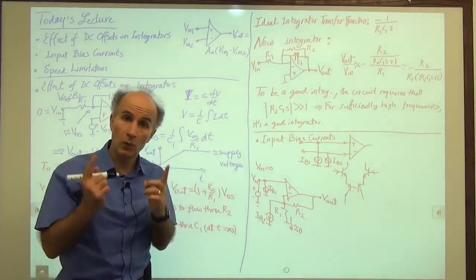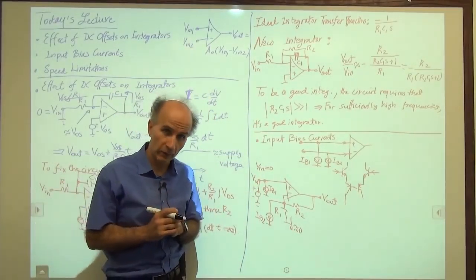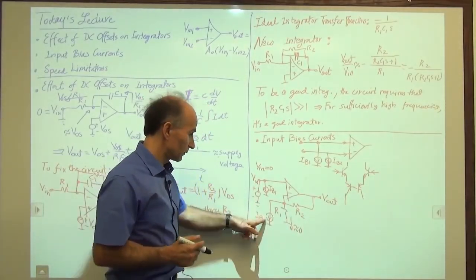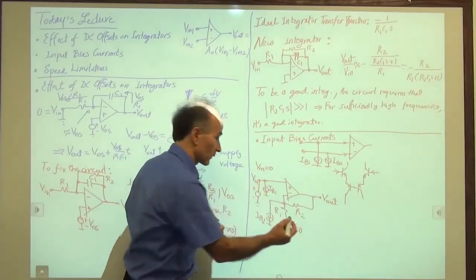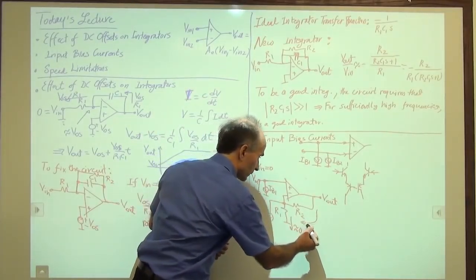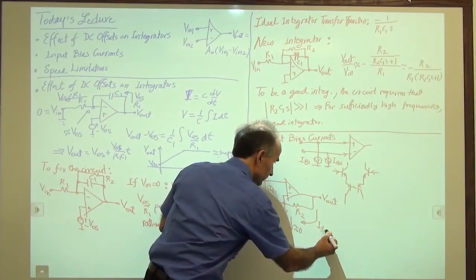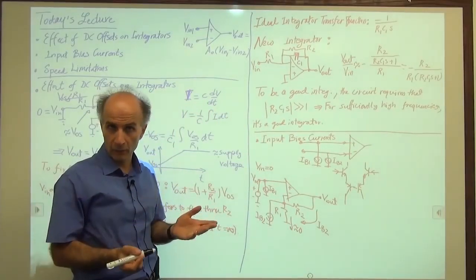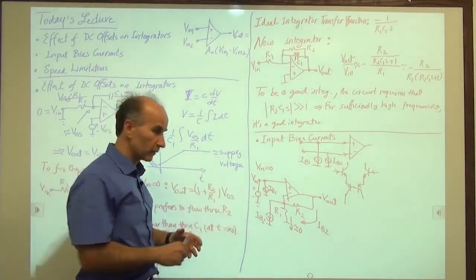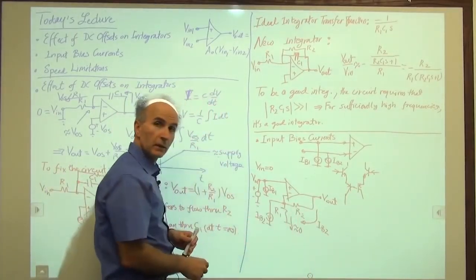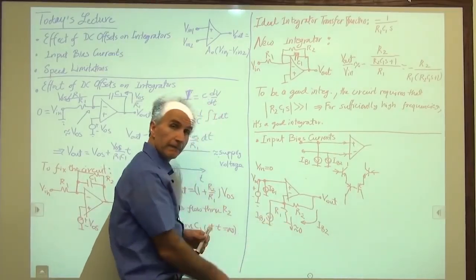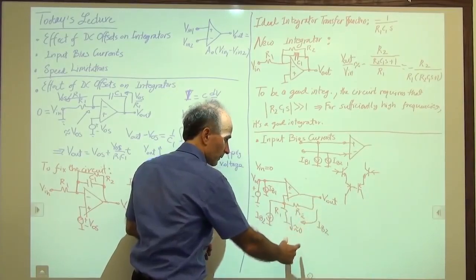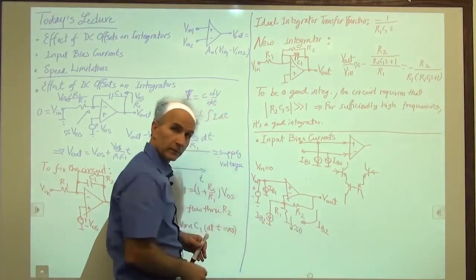So this current is approximately equal to 0. That means that there is only one path for IB2 to flow from, and that's just R2. So IB2, for the most part, has to flow through R2, like so. That generates a voltage of IB2 times R2 from here to here. And this voltage is close to 0. So V out, which is this voltage plus this voltage, will be approximately equal to IB2 times R2.